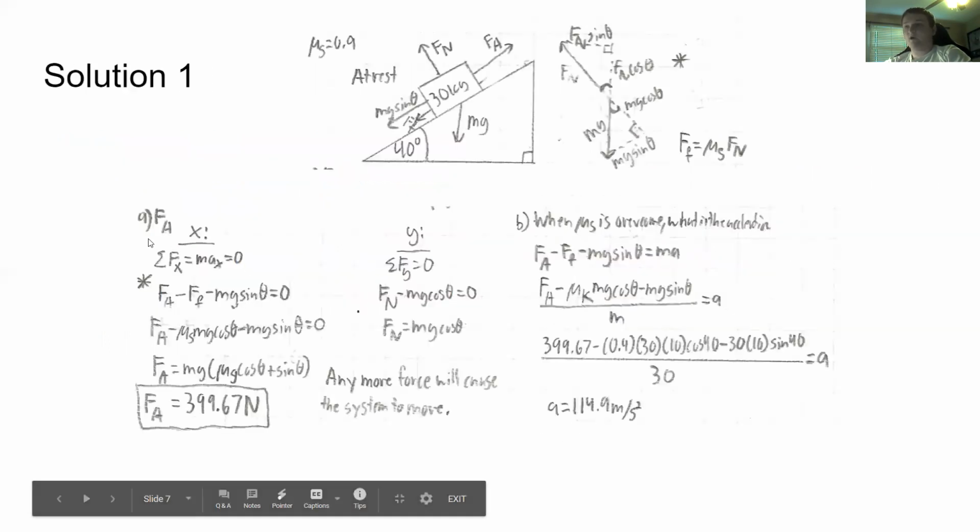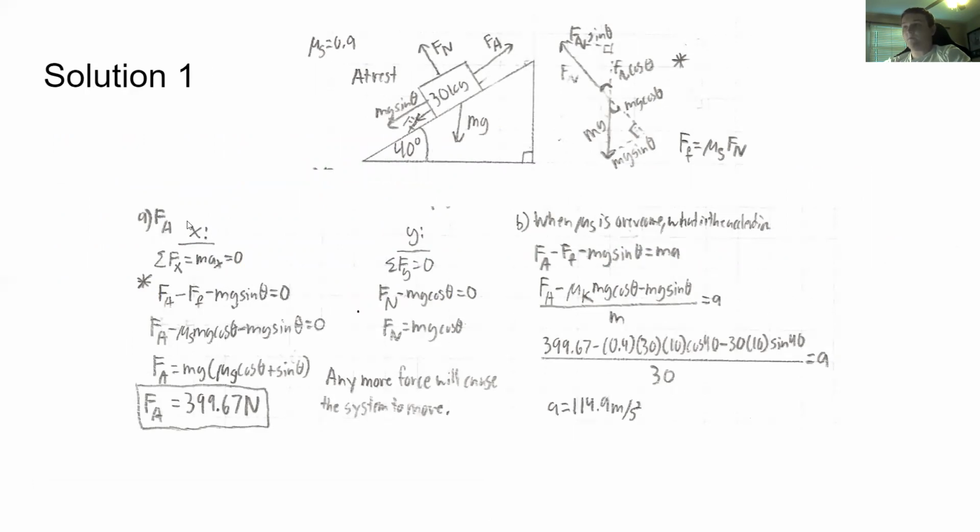First solution, our applied force. So we wrote our free body diagram. Since you're pushing it up, our applied force is going to be positive, so it's going to be pointing in this direction. Therefore, we're going to have friction acting against us right here. And we're going to have weight acting against us too. It's pulling back, which is mg sine of theta.